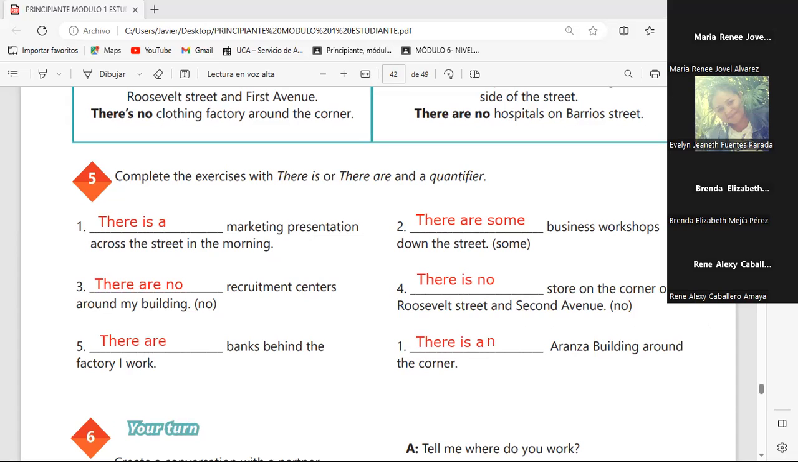There is a marketing presentation across the street in the morning. There are some business workshops down the street. There are no recruitment centers around my building. There is no store on the corner of Roosevelt Street and Second Avenue.